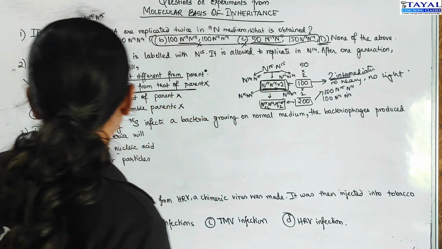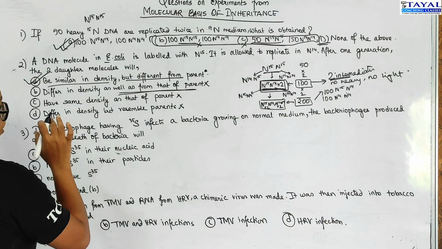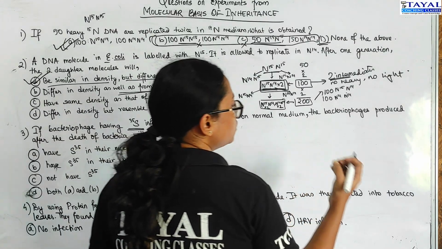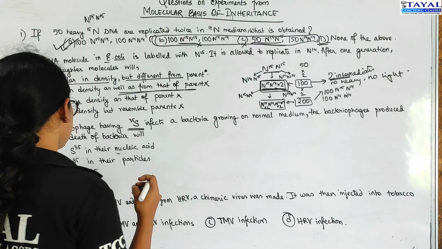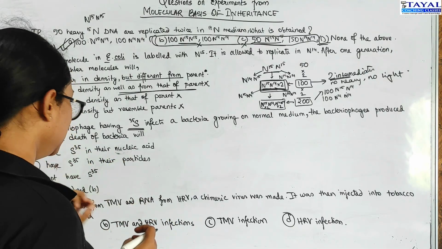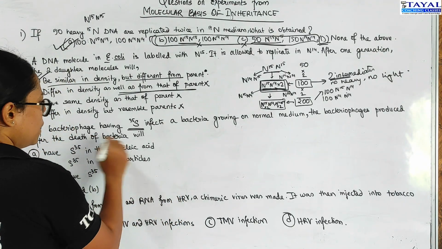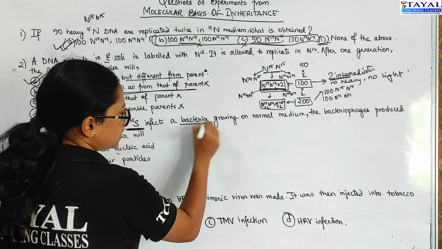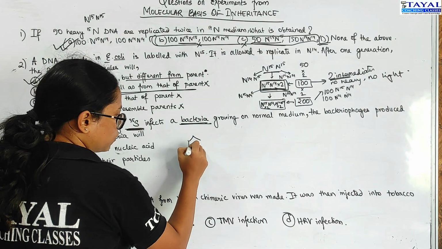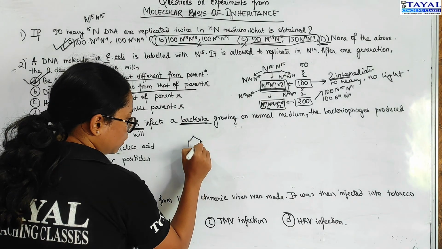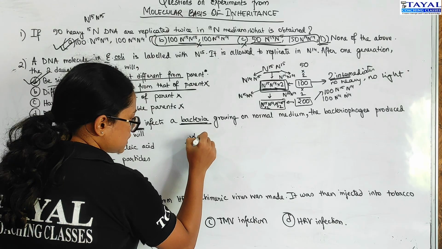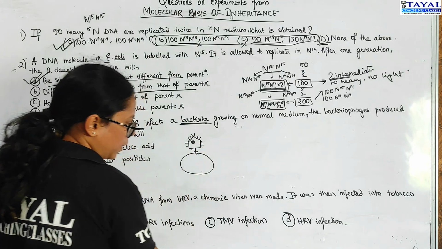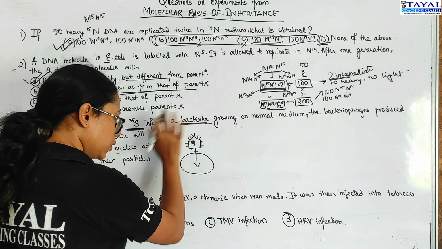Now, if bacteriophage having S35 infects a bacteria growing on normal medium, the bacteriophage produced after death of the bacteria will be. Okay. So now the bacteriophage with S35 has infected the bacteria, right? So your virus has radioactivity on the protein part, and it goes and infects the bacteria. The DNA will go in and the protein part will stay out.